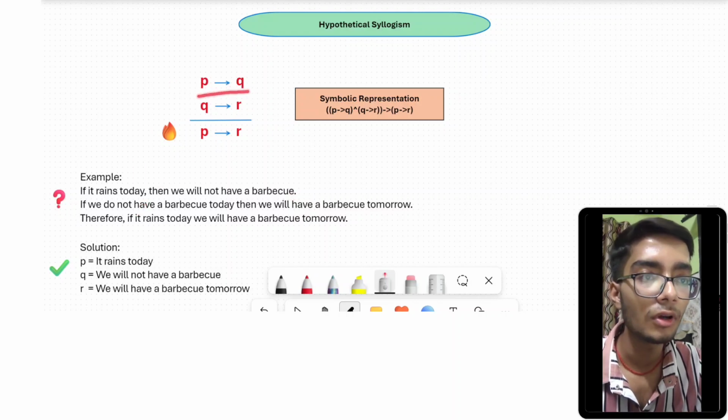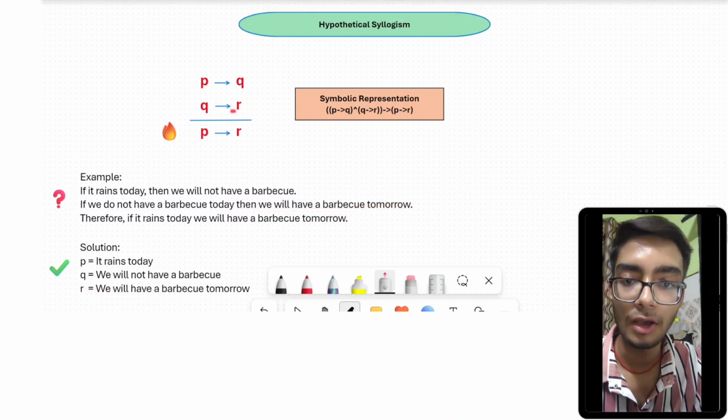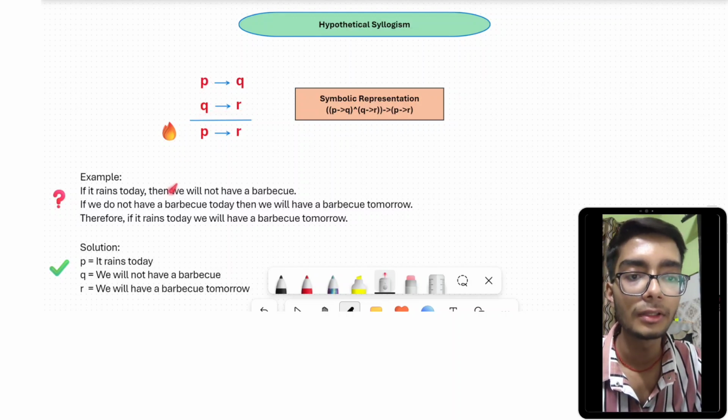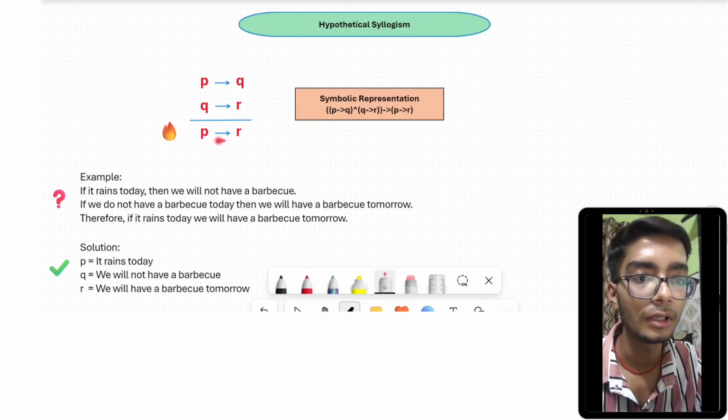So first of all, our instance came as P implies Q. Then if we do not have a barbecue, so Q we have got here. Then the implies sign, if and then, we'll have a barbecue tomorrow. We take we'll have a barbecue tomorrow as R. So it has come in the form of Q implies R. Then the conclusion statement also: if it rains today is P, then if and then is implies, then we'll have a barbecue tomorrow is R. So we have got it in the form of P implies R.